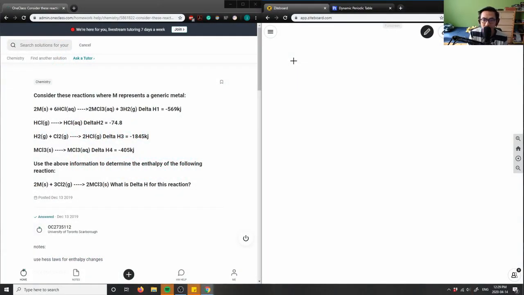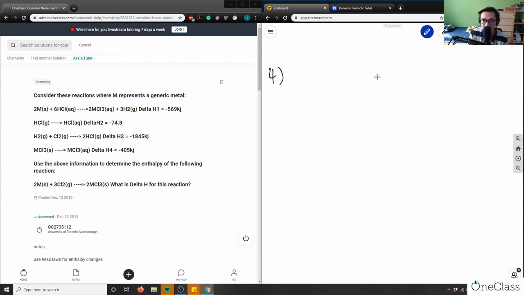So question 4 is a Hess's law problem. It says to consider these reactions where M represents a generic metal, and it gives you all these formulas, and you have to determine the enthalpy of the following reactions. So let me write this down in blue.